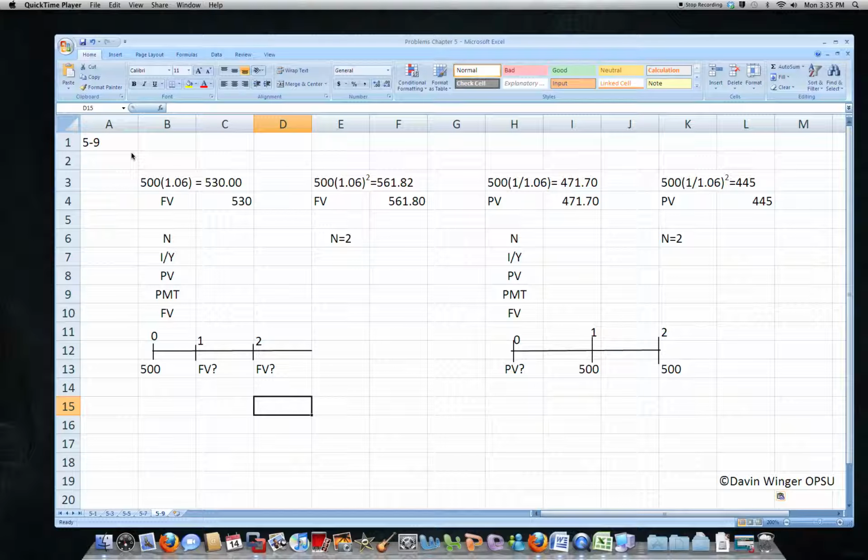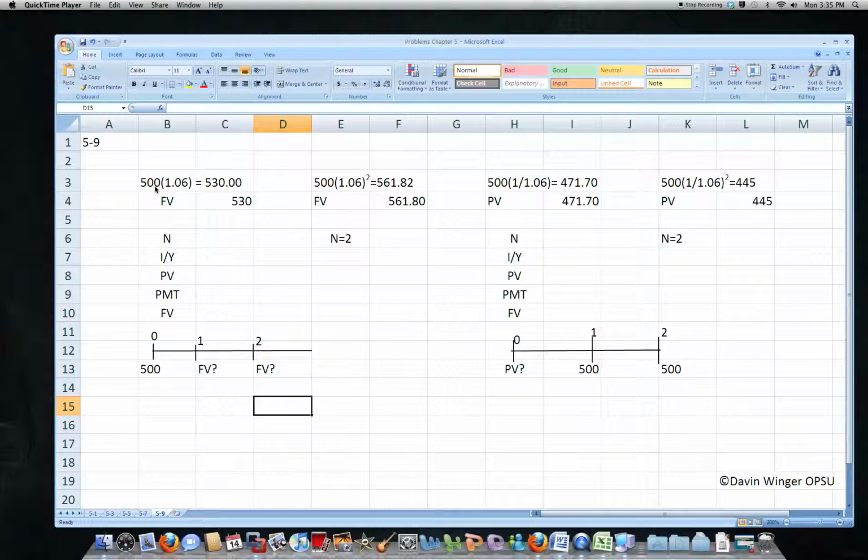Okay, this is problem 5-9. If we have $500, this is our present value, and our interest rate is 6%. We want to know what it'd be worth in 1 year or what it'd be worth in 2 years. We do the arithmetic and calculator functions or the spreadsheet functions.